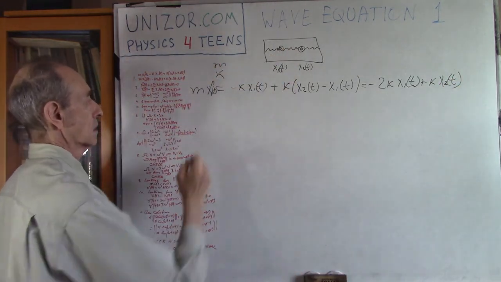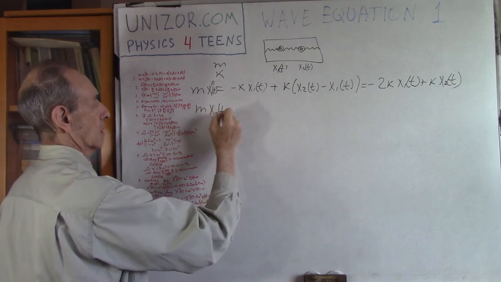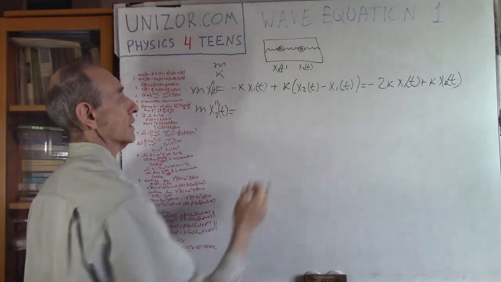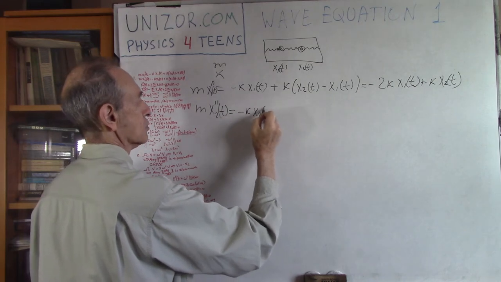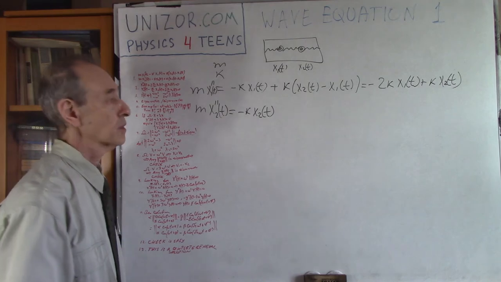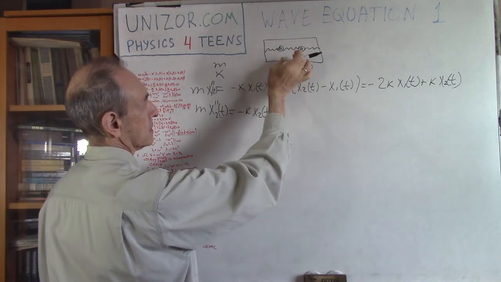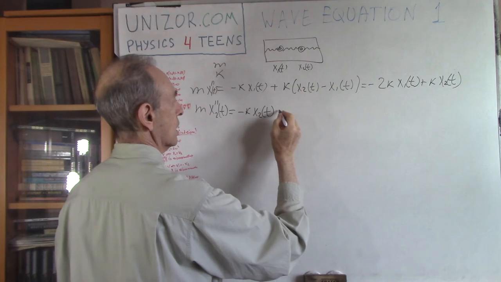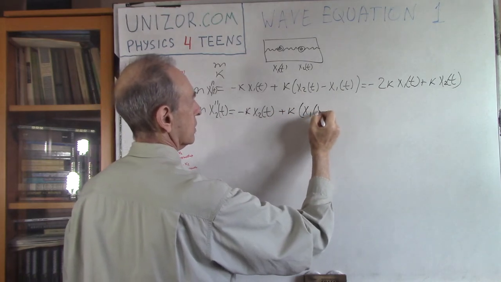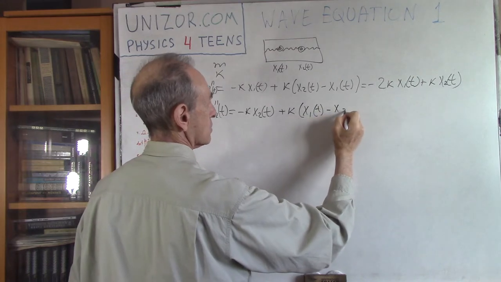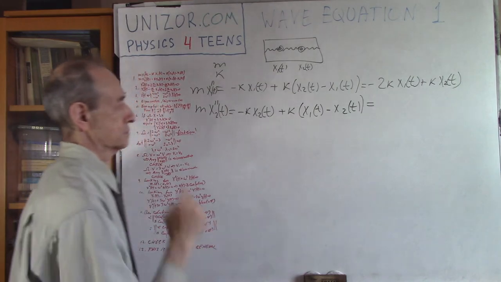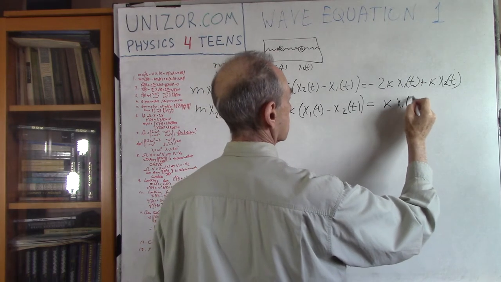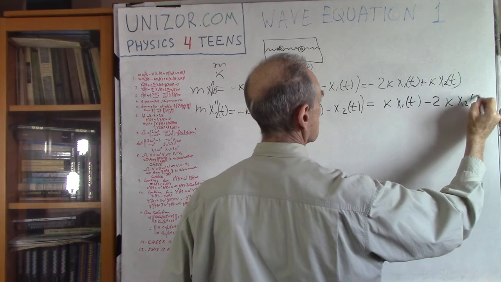Now the second one, again, we will do the second law of Newton, mass times acceleration, total force. It's equal to the force from the right, it's minus k x2 of t, right? That's Hooke's law. And Hooke's law from the left depends on how x1 and x2 are related among themselves. So basically, it would be the other way around, x1 of t minus x2 of t. And that's why it's equal to k x1 of t minus 2k x2 of t.